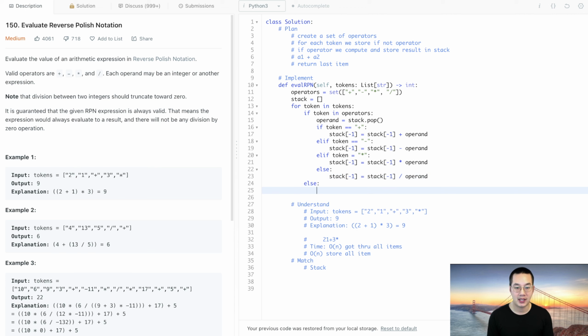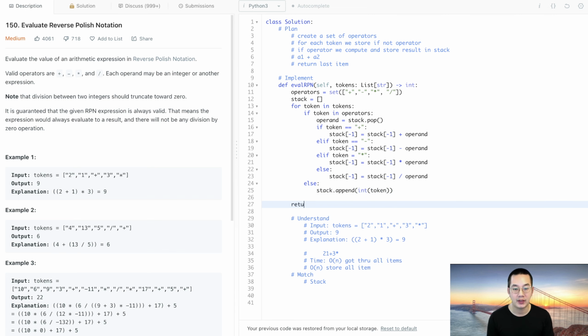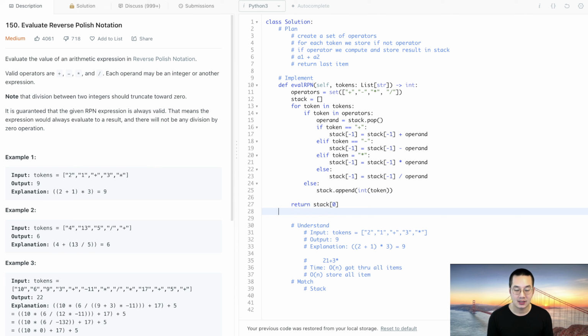Otherwise, we're going to put the item into our stack, so stack.append. What we're going to append is our token, and we need to make it an int. Once we're all done, we should have one item left in our stack, which is our last item, at index 0. That's everything.